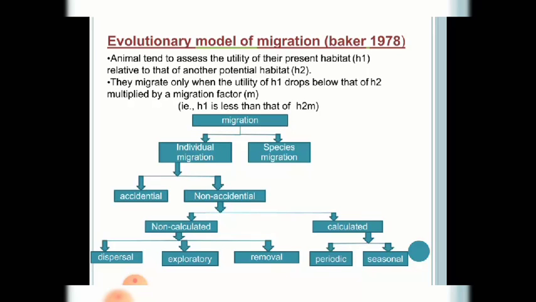In some fishes, there is movement of males and some juveniles, but there will be no movement of females and the young ones because they have to maintain adequate food conditions and shelter. So under non-calculated there is dispersal, exploratory, and removal, and under calculated there is periodic and seasonal. So this is about the evolutionary model of migration which was given by Baker in the year 1978.